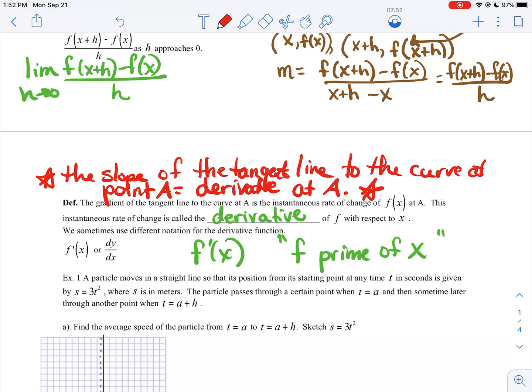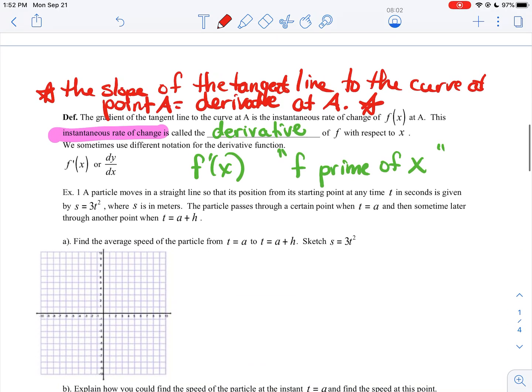It is also the instantaneous rate of change. And we use this new notation, f prime of x or dy dx. So let's take a look at example 1.